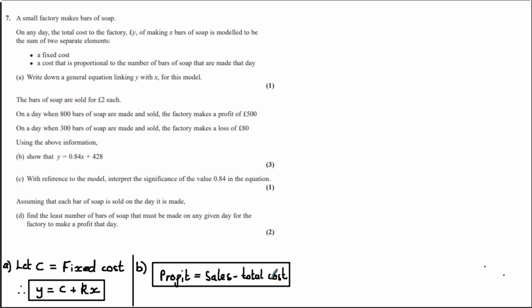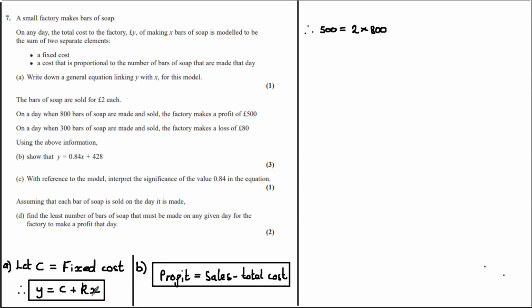So let's use this equation to generate some more equations from these facts, starting with the first one. We're told that the factory makes a profit of £500. The sales on that day would be equal to the number of bars sold, 800, multiplied by the price they're sold for, so 2 times 800. And the total cost, well, we already have an expression for the total cost, which is c plus k times x. However, we haven't been given what the fixed cost is, and we also don't know this constant k.